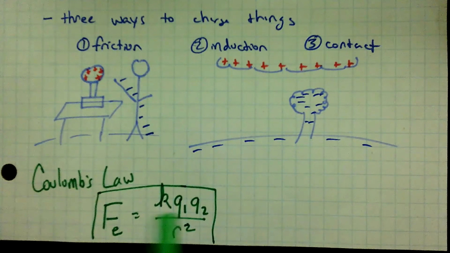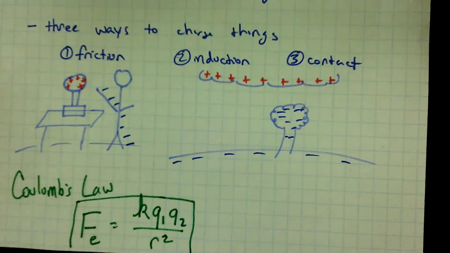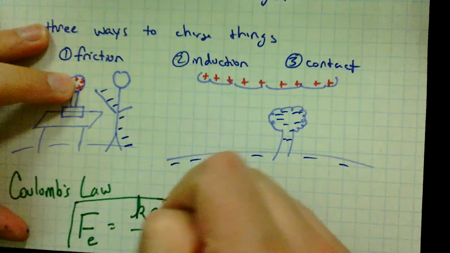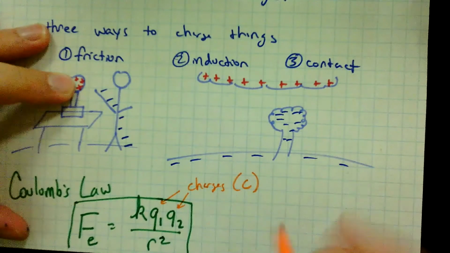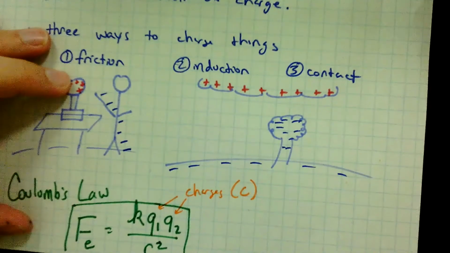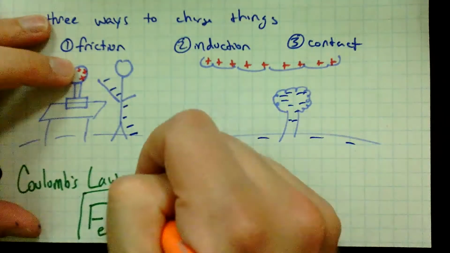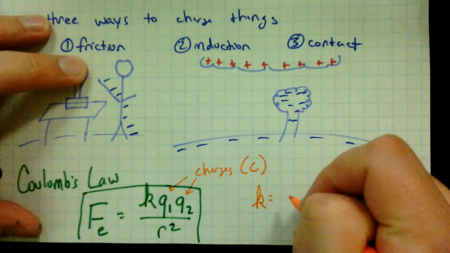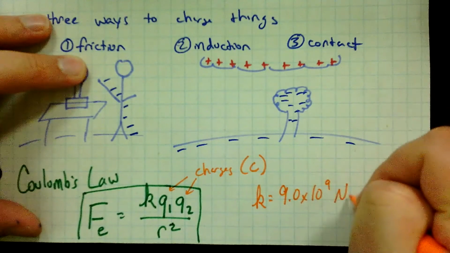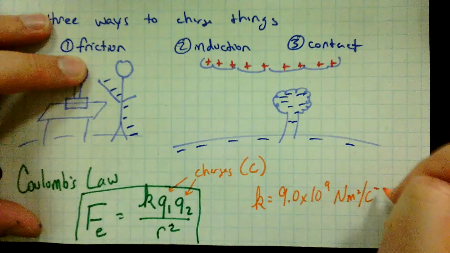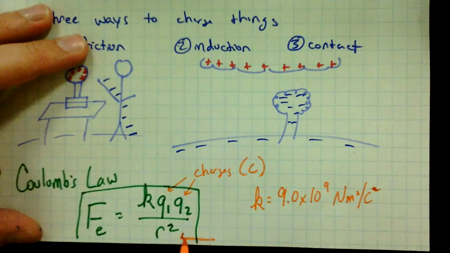What this means, so you remember what did Q stand for? Q was the charges measured in coulombs. So Q1 and Q2 are two charges, and they're going to be measured in coulombs. So coulombs, capital C, is the unit for charge. K is a constant. It's called Coulomb's constant. It's 9.0 times 10 to the 9th Newton meter squared per Coulomb squared. And then R would be the separation in meters.